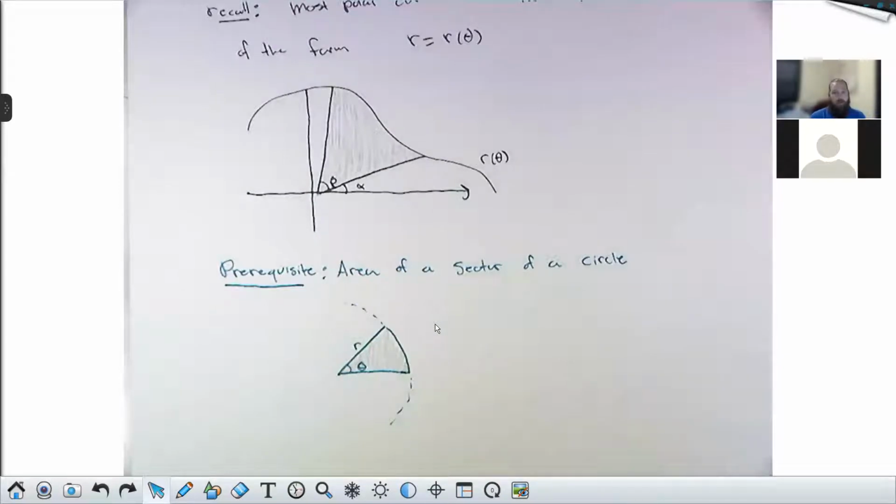The reason we need this is because I'm going to think of the area bounded by our polar curve as being chopped up into a bunch of little sectors, right? Instead of having little Riemann rectangles, we're going to have little Riemann sectors.